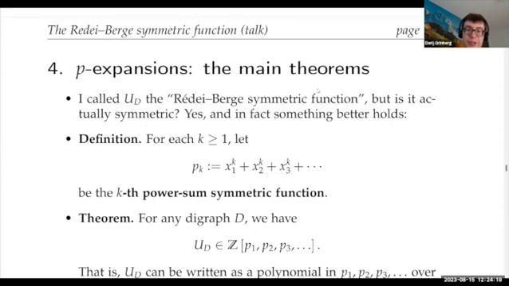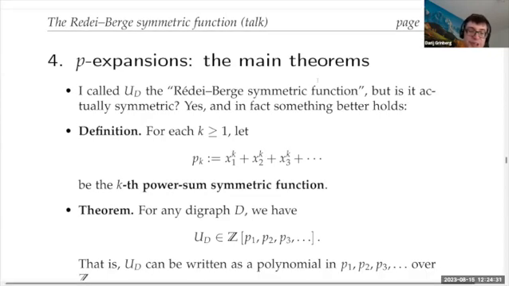There is an addition. Stanley's EC2 has just come out a month or so ago with a bunch of additional problems to chapter 7, and one of them is about those UDs. There are quite a few properties, particularly when D has some nice shapes, like closed set or incomparability digraph. But in this talk, I will talk specifically about a certain question, which is, I think, one of the most general ones, which is about the so-called P expansion.